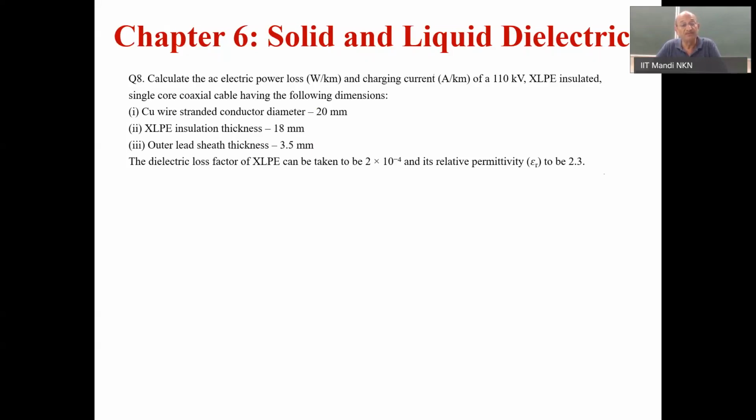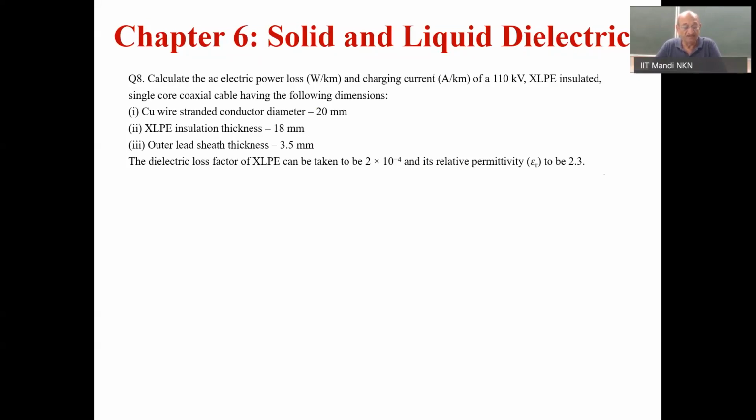And the outer lead sheath, once again this cable is provided with a lead sheath. Lead sheath is provided to protect the cable insulation from any moisture ingress, because these cables are laid underground and there will always be moisture, so the insulation must be protected from moisture, and for that the lead sheath is provided, although lead is a very heavy metal and it's not desirable, but it has to be provided.